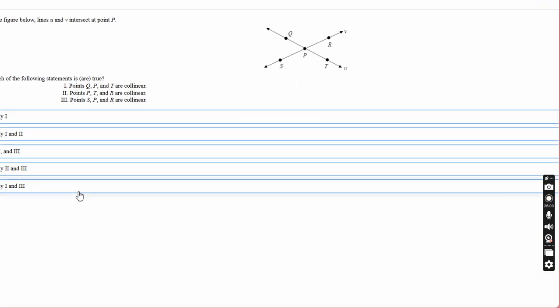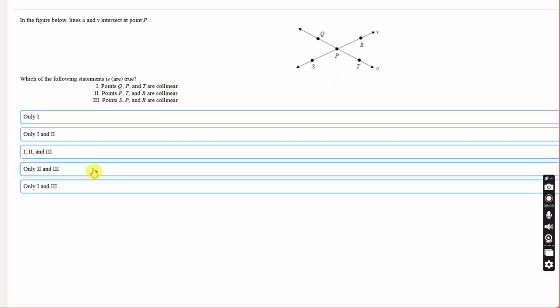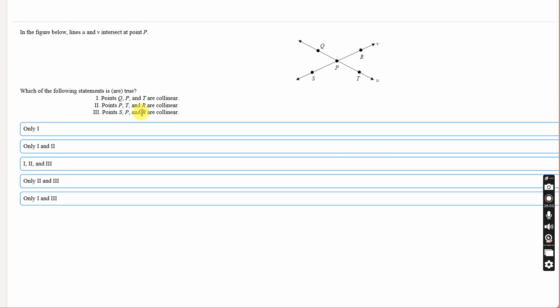Okay, what about this one? Again, talking about collinear. What do we learn about collinear? That they're supposed to be on the same line, right? Same line and together. So QPT, yes, they are on the same line. And then the other one, PTR, no, they're not on the same line because PT are on the same line, then R is on the next line. And then SPR, again, they're on the same line.